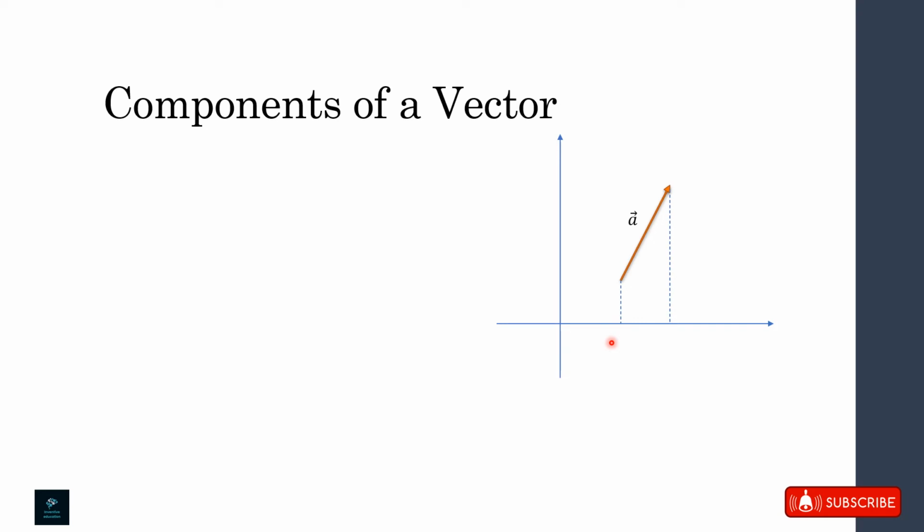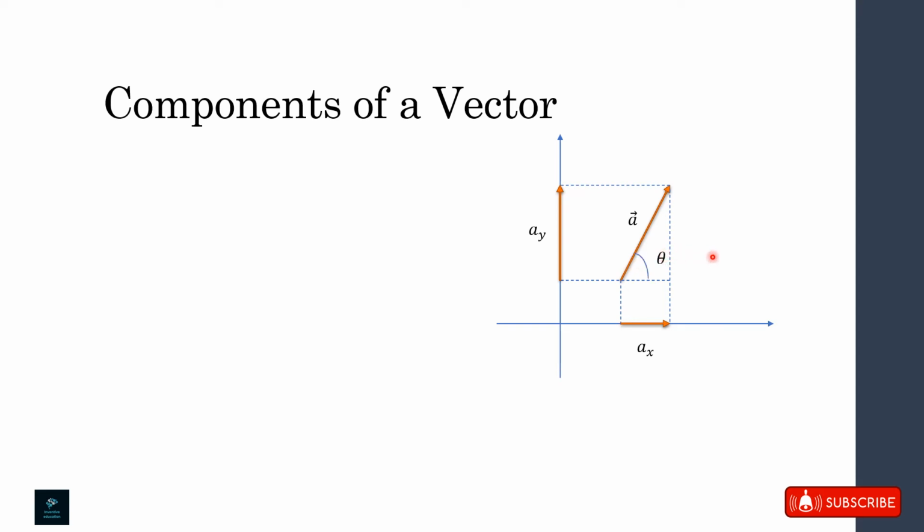The x component of the vector will be the horizontal line between these two perpendicular lines. Thus, Ax will be the x component of the vector A. Similarly, to determine the y component of vector A, we draw perpendicular lines to the y-axis from the tail and tip of the vector A. The vertical line between these two perpendicular lines is the y component of vector A.